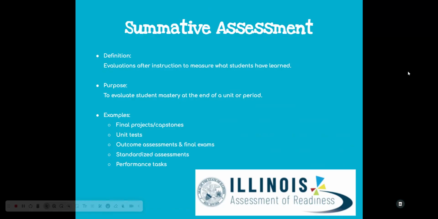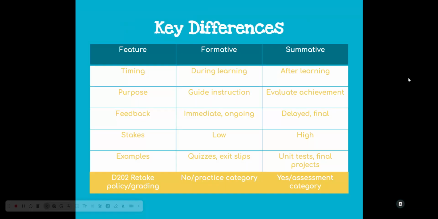Then we have summative assessment, and those are evaluations after instruction, kind of what I like to call autopsy data. At the end of it all, how do we do? And this is really used to evaluate student mastery at the end of a unit or a period or a subject. These can include final projects, unit tests, outcome assessments, standardized assessments, performance tasks. So anything to show you that they've mastered the skills that you've been working on in the unit that you are currently in.